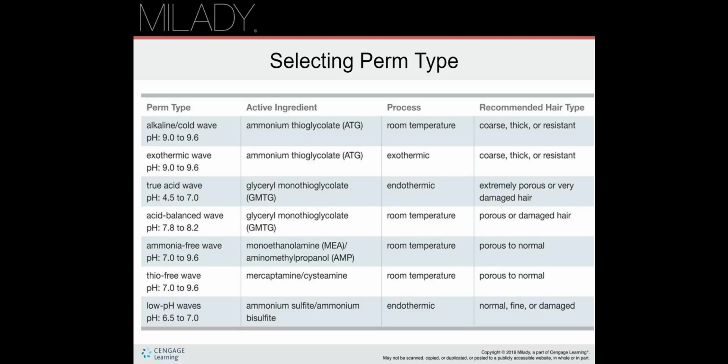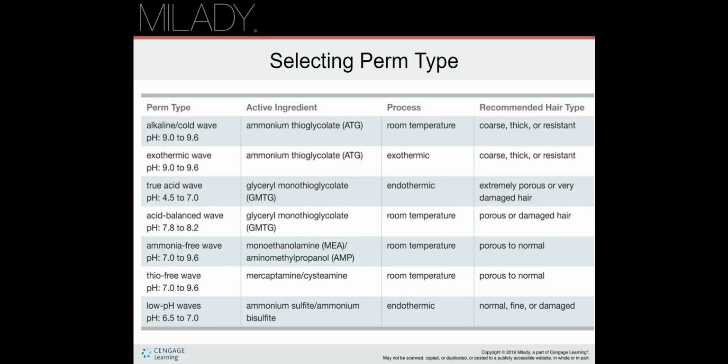If you notice, the thicker, more resistant, coarse hair has the higher pH. So this is going to be the alkaline perms. And then if you go to the bottom, the normal, fine, or damaged, this is the low pH waves, 6.5 to 7. And the true acid waves would be for extremely porous or very damaged hair. That's kind of the upper middle, that would be the 4.5 to 7.0. And those are called endothermic. In your book, it talks about the difference between exothermic and endothermic. We might be able to talk about it here too.